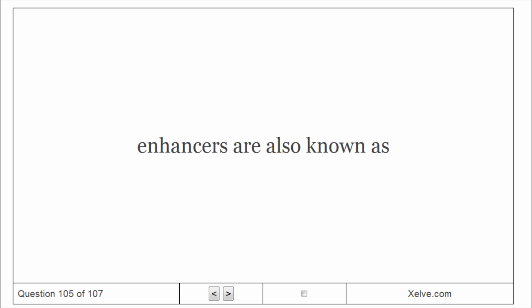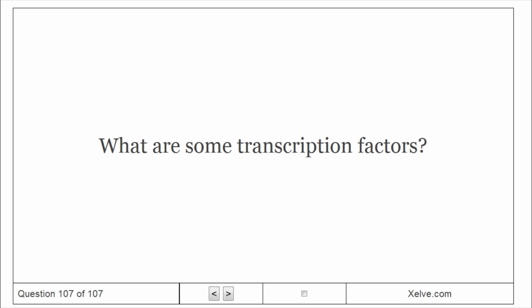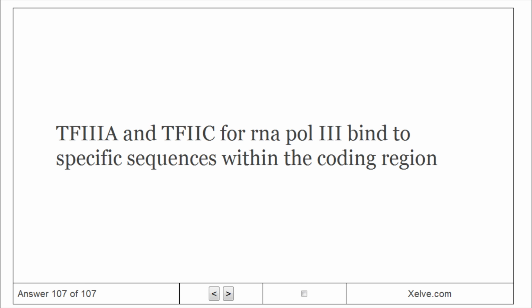Enhancers are also known as upstream activation sequences. Transcription factors recognize and initiate transcription at specific promoter sequences. What are some transcription factors? TFIIIA and TFIIIC for RNA Pol III bind to specific sequences within the coding region.